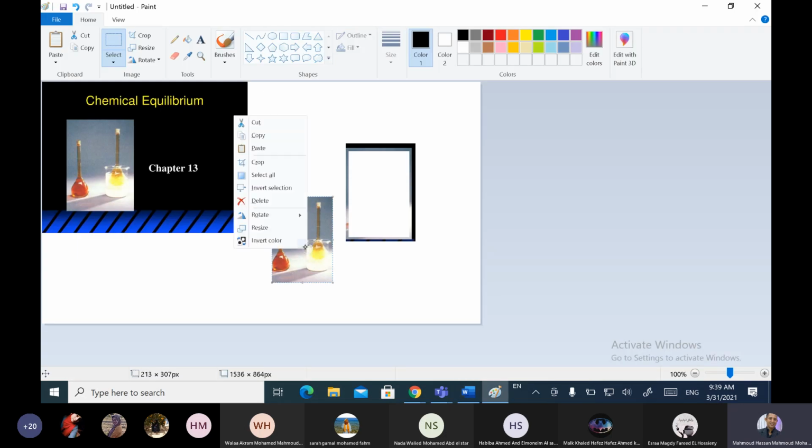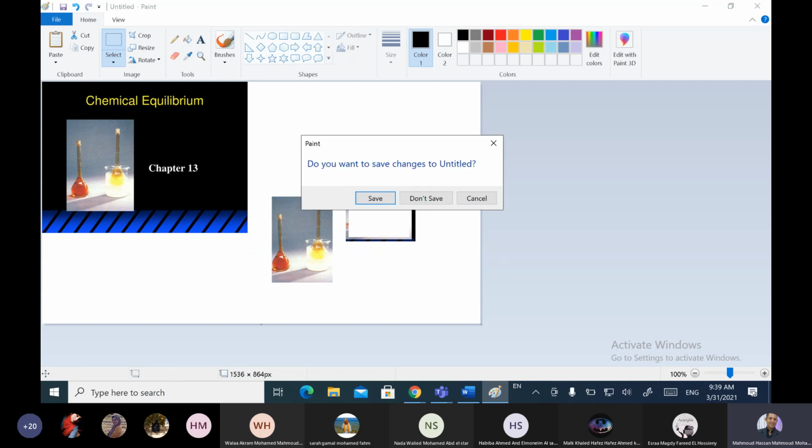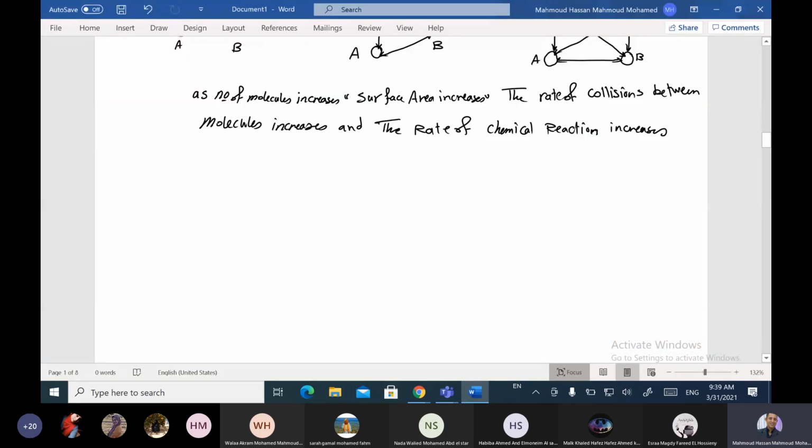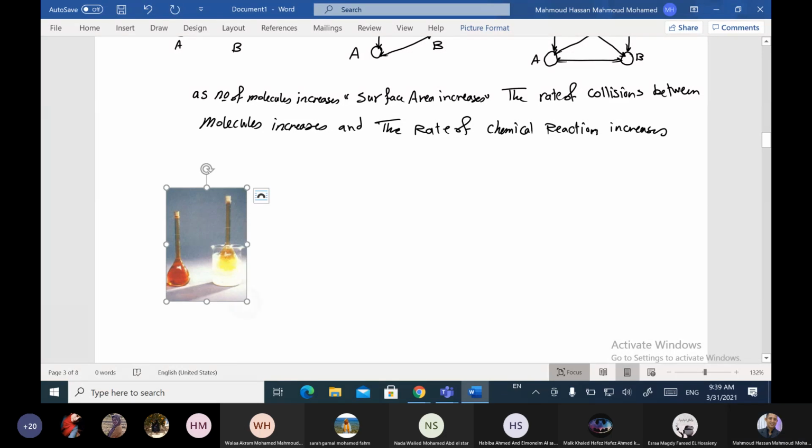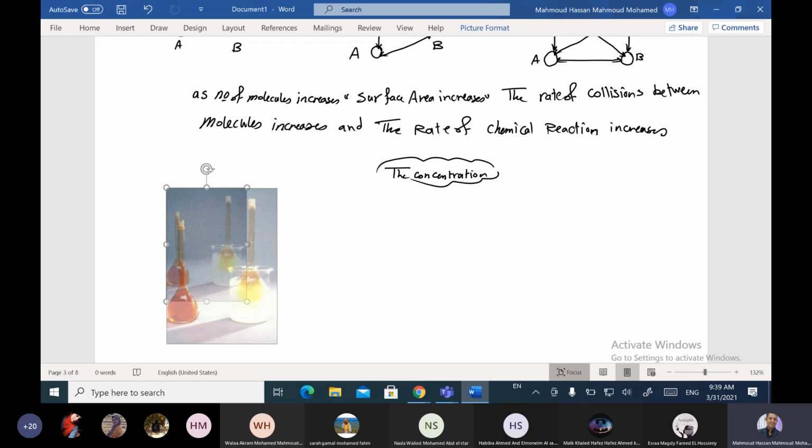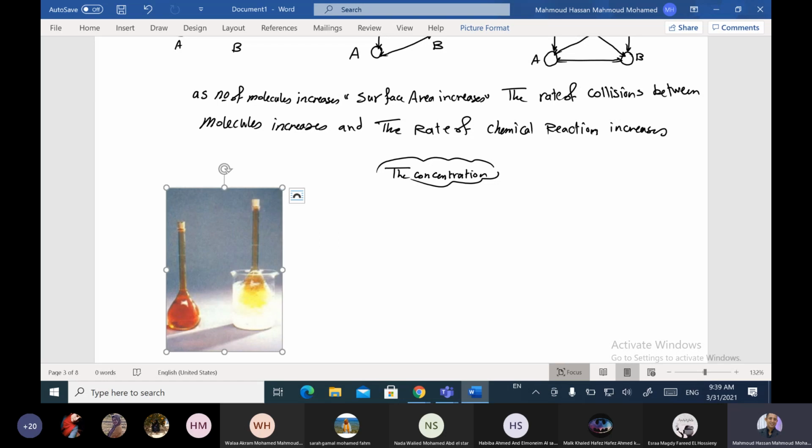Before the concentration, we're taking this image. Copy. Bismillah. The concentration. One of the factors that affect the speed of the chemical reactions is concentration.